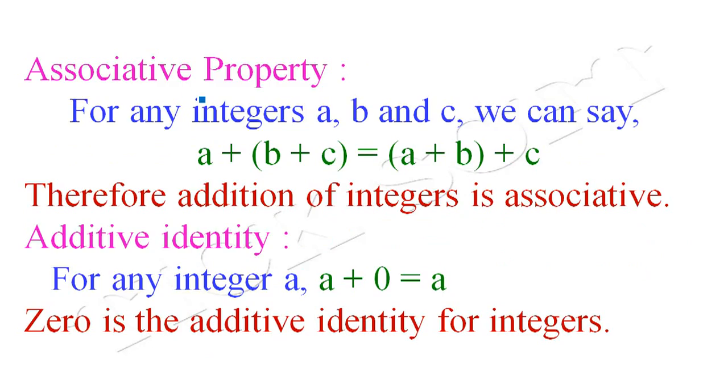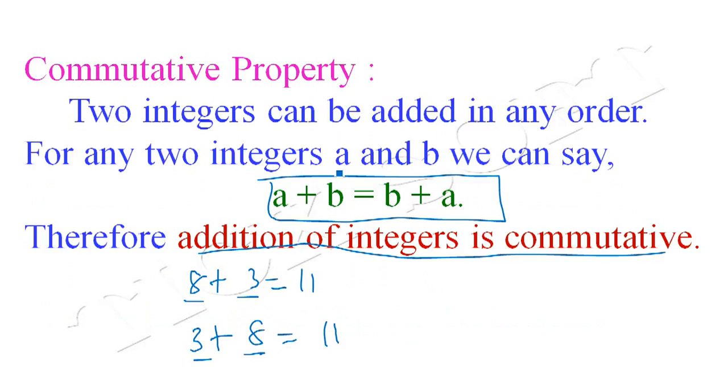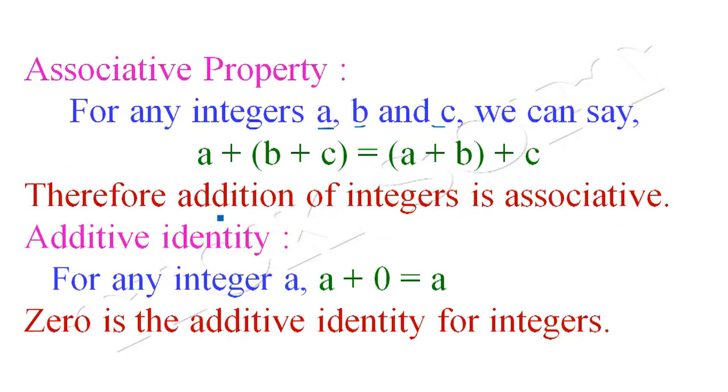Now we have the third property, which is associative property. For any integers a, b and c, we can say (a plus b) plus c is equal to a plus (b plus c). Here also we have done the same thing. That is, when we add more numbers, the order is not at all important. Here the associative property is for 3 numbers, whereas the commutative property is for 2 numbers. So therefore, we can say that addition of integers is associative, because if we add 3 numbers, 4, 7 and 3.